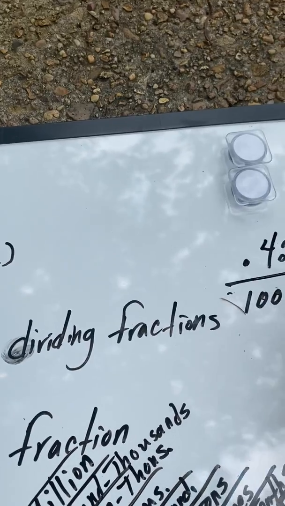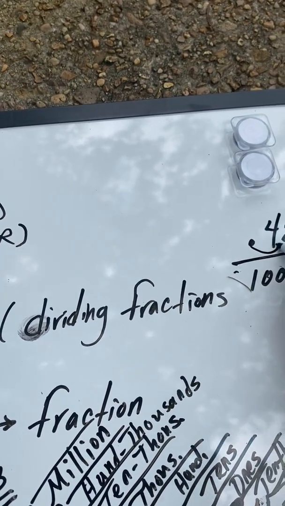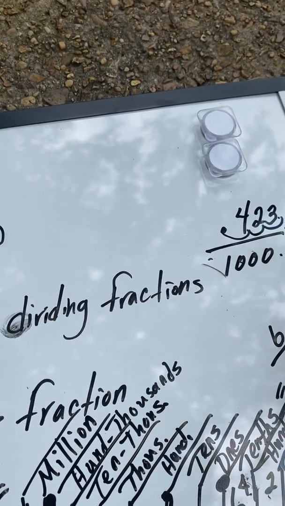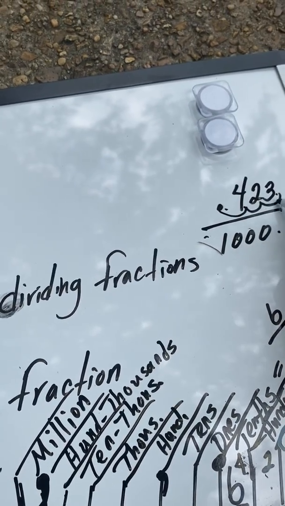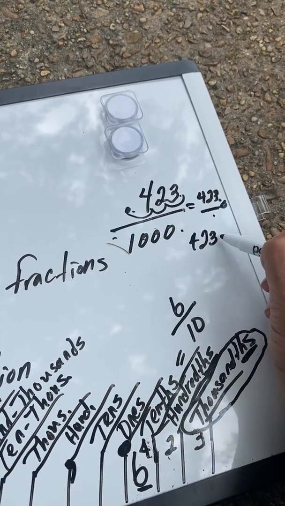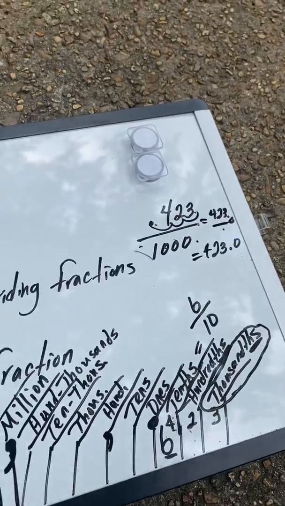Whatever answer it gives you, that will be the answer for it. So you just converted 0.423 into a decimal. Again, 0.423 would be your final answer.